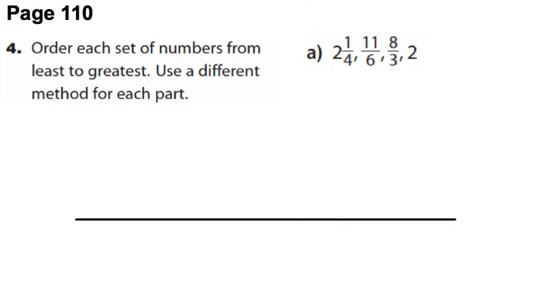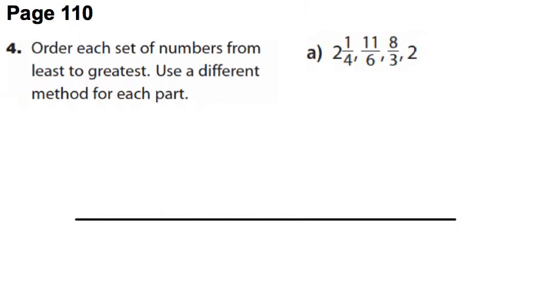Okay, so this is number 4 on page 110, and even though it says order each set of numbers from least to greatest and use a different method for each part, I'm just going to focus on using benchmarks for this. And I'm going to do questions A and B, but focusing on using benchmarks. So I have in the first question 2 1/4, 11 over 6, 8 over 3, and 2.